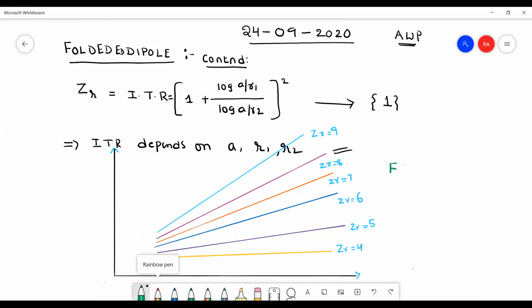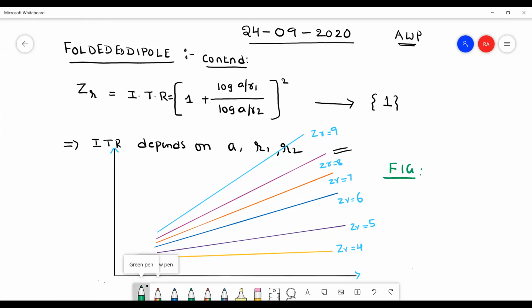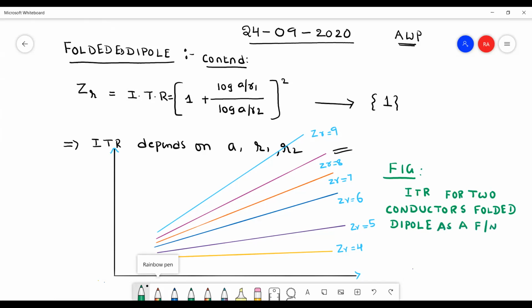So this figure says the impedance transformation ratio for two conductors folded dipole as a function of radius and spacing.